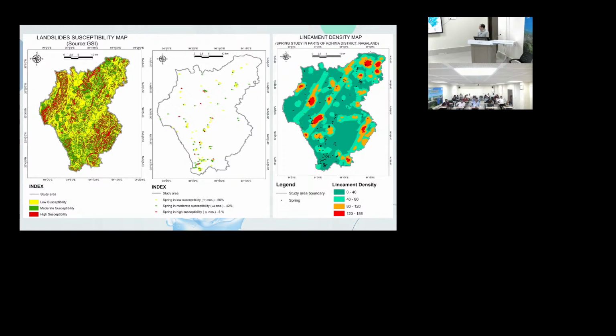And just to see whether lineaments have an effect on spring location distribution, we found that it doesn't have much correlation with this lineament density map.